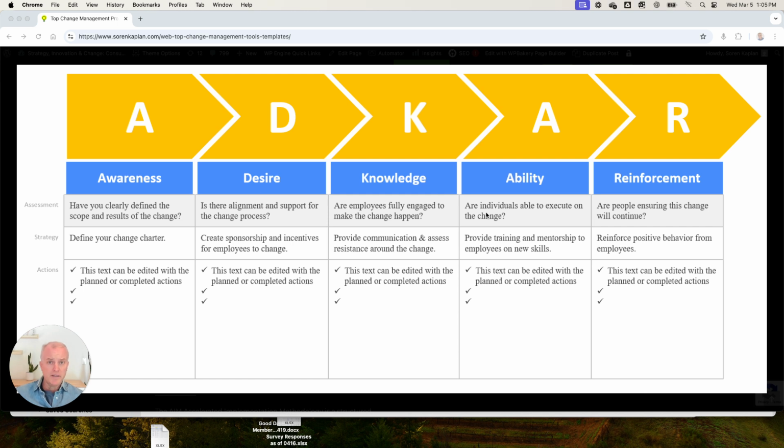The ADKAR model is an end-to-end approach. You can go through each step. Sometimes you might need to revisit a step, but essentially these are the elements of change management and how to move through the steps to ensure successful transformation.